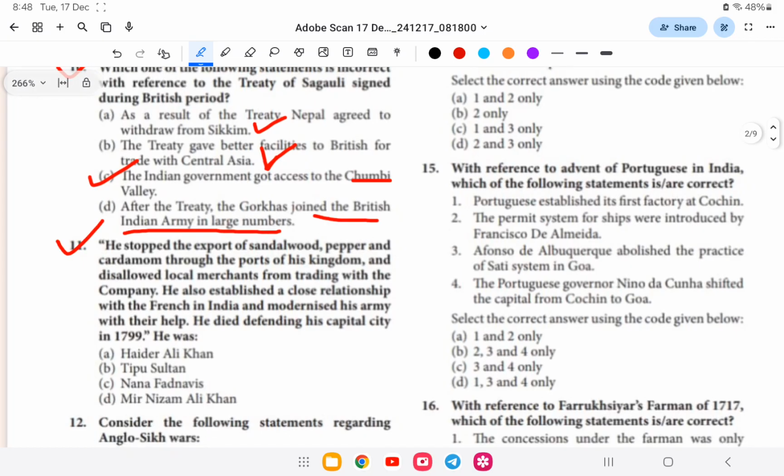He stopped the export of sandalwood, pepper, and cardamom through the ports of his kingdom, and this prevented local merchants from trading with the company. He also established a close relationship with the French in India and modernized his army with their help. He died defending his capital in 1799. Who was he? 1799, only one man comes to mind, that is Tipu Sultan.